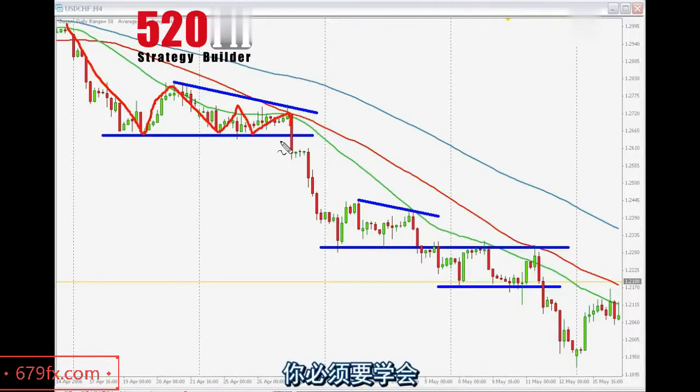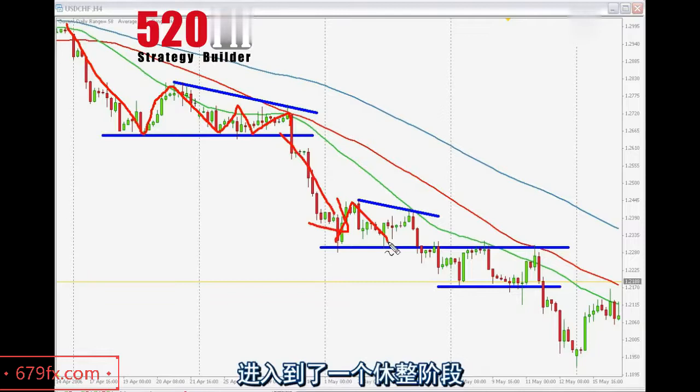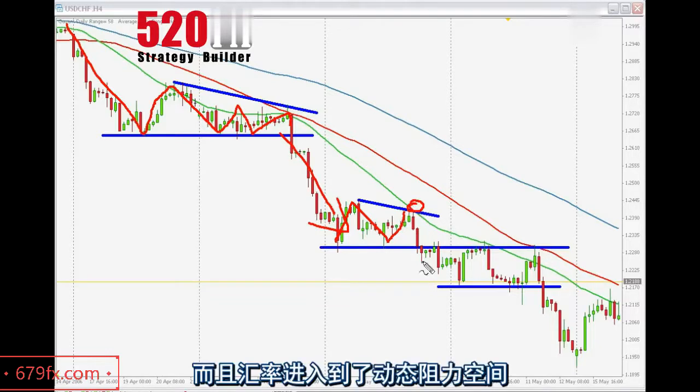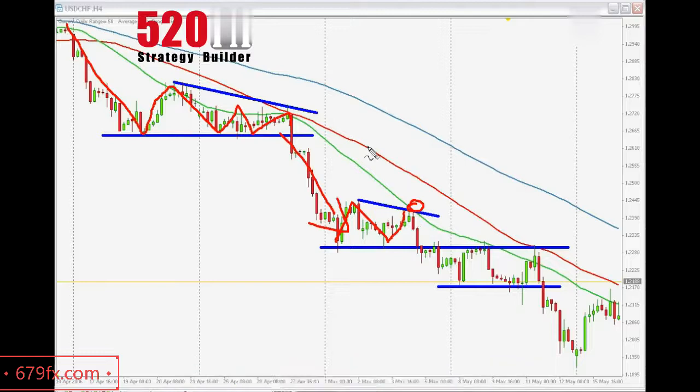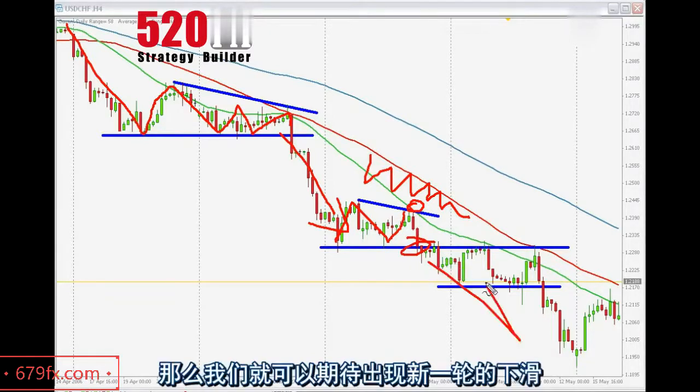You've gotta learn how to read price. Ask yourself, what is it doing now? In this case, for example, we've just come from a nice swing down, and now we're taking a breath. Price is taking a breath after a nice swing down, and we are hitting the area of dynamic resistance. What's to be expected from this moment on? Well, if the area of dynamic resistance does hold and we get a breakout to the downside, we could be expecting a future move down.